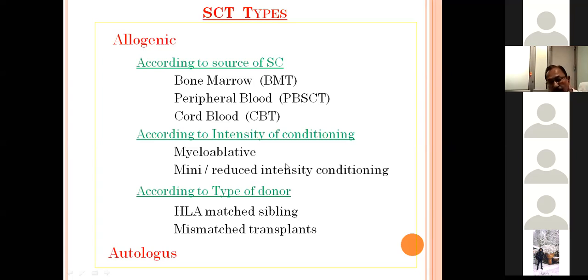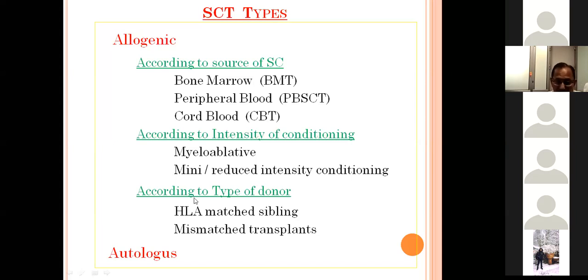Another approach is utilized in elderly patients who are 60 or 70 or 80, where the conditioning, the process of preparing the patient, is less intense. It is called mini conditioning or reduced intensity conditioning. It is also called reduced intensity transplant or mini. This is typically utilized in the elderly population.